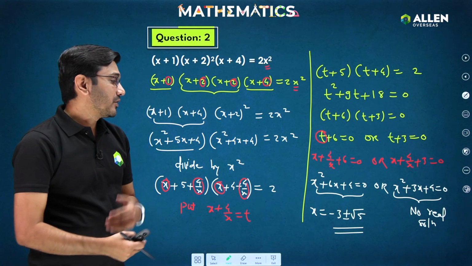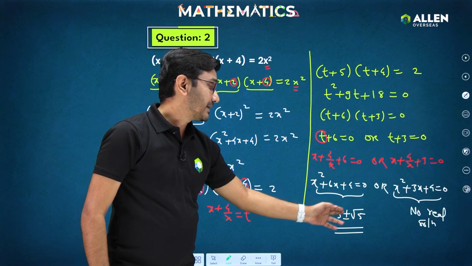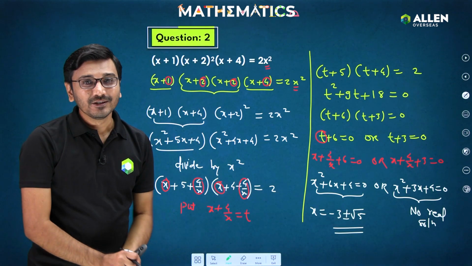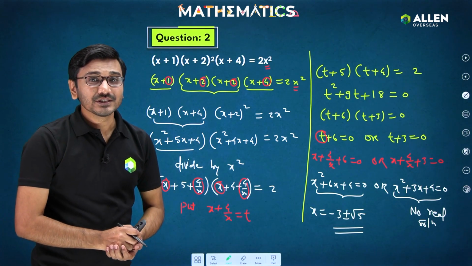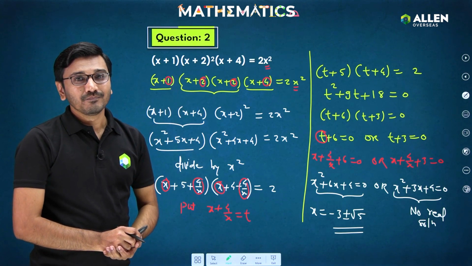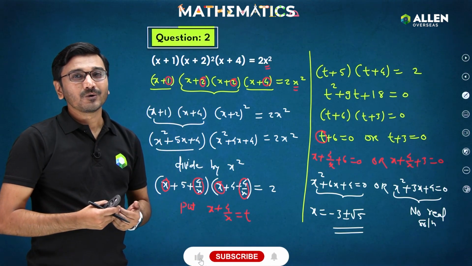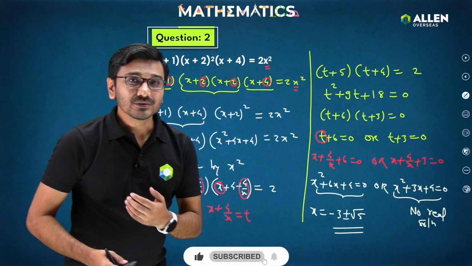Okay, so that's how we got to know that the solutions to these equations are minus 3 plus root 5 or minus 3 minus root 5. So these are the two real solutions we are getting. Though this question was not looking like a quadratic equation, using this type and concept, we have reduced it to quadratic. I hope you have understood this, guys.